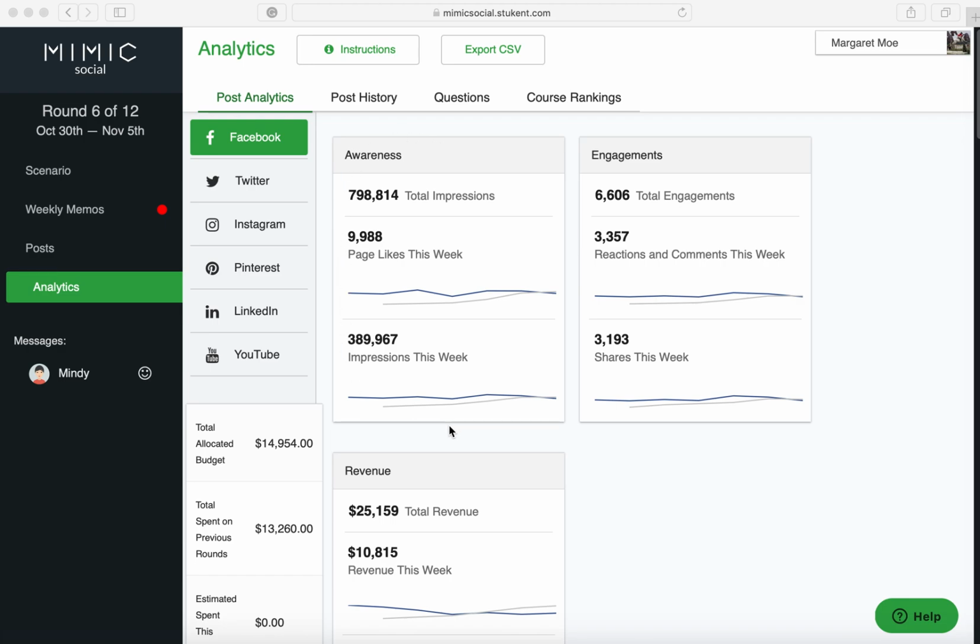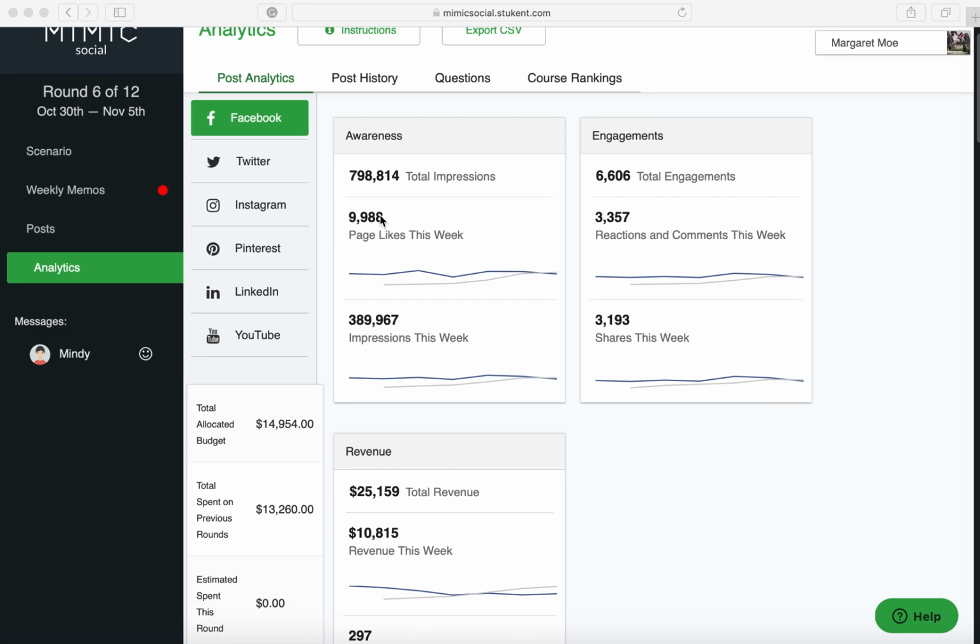So these are our awareness metrics. Metrics, analytics, these are our numbers. We can use those words kind of interchangeably. And this tells me that over all of the rounds, I have nearly 800,000 impressions. But if I look at this week, I have about 10,000 likes this week and nearly 400,000 impressions this week.